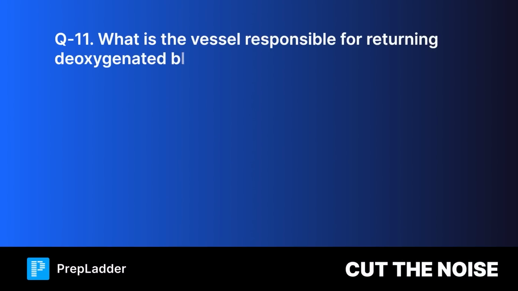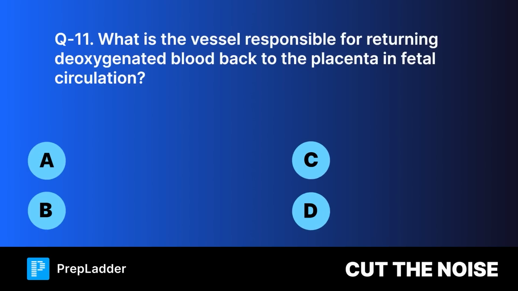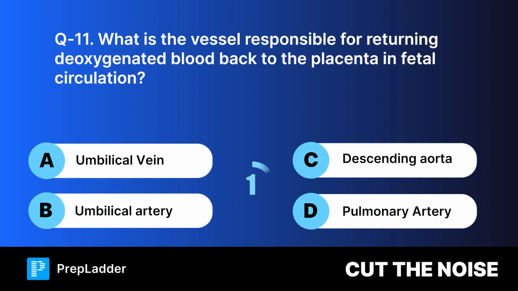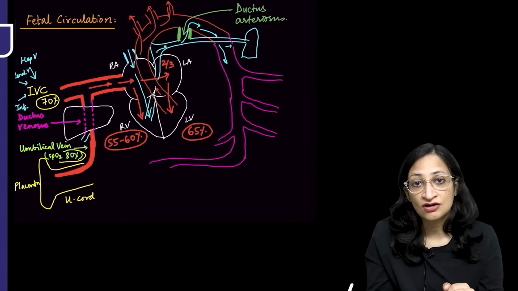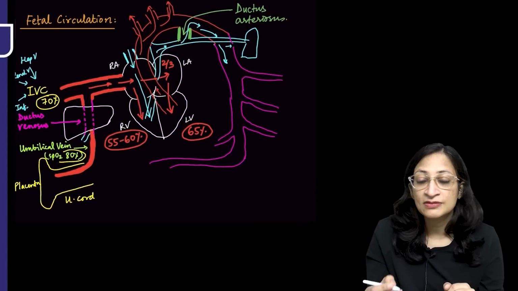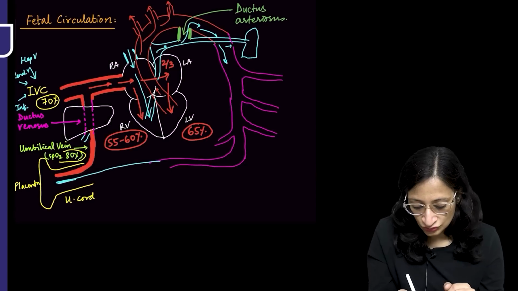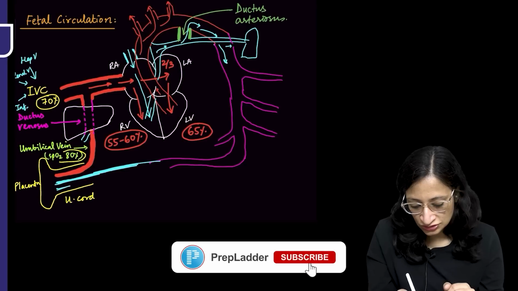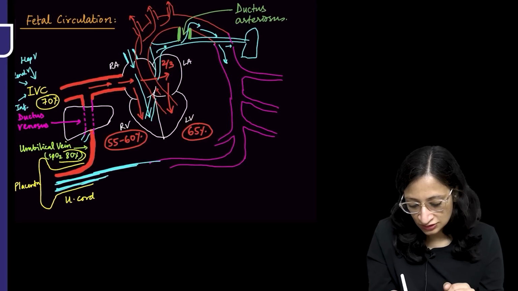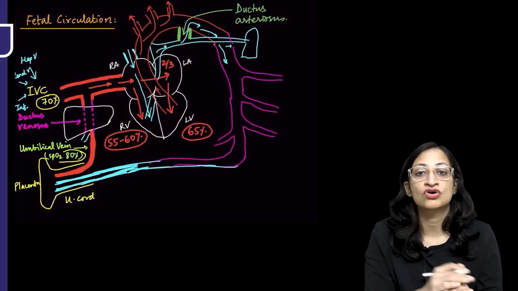Question 11. What is the vessel responsible for returning deoxygenated blood back to the placenta in fetal circulation? The correct answer is umbilical artery. Here's the explanation. Finally, two branches will come from the aorta, which are the umbilical arteries, which will go back to the placenta for oxygenation. These two umbilical arteries contain deoxygenated blood.